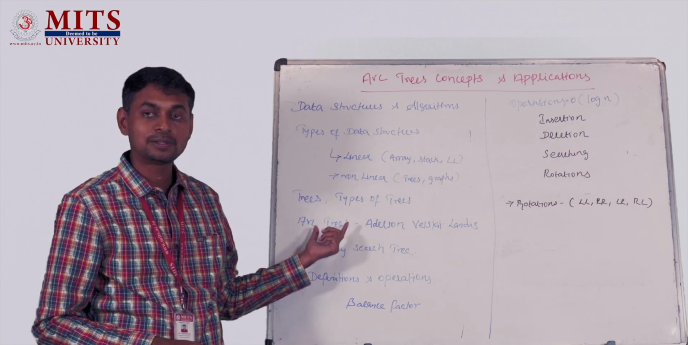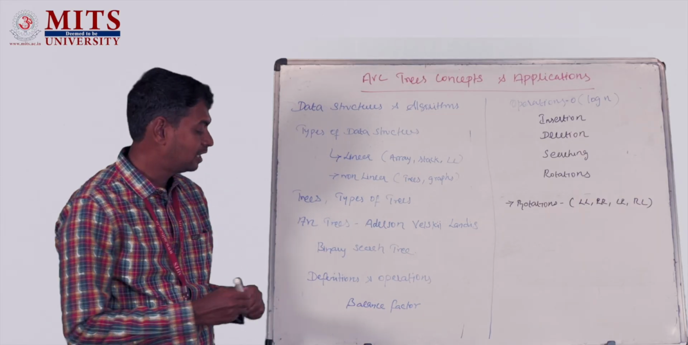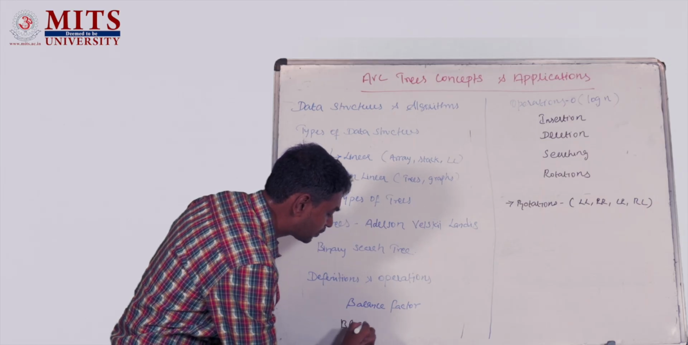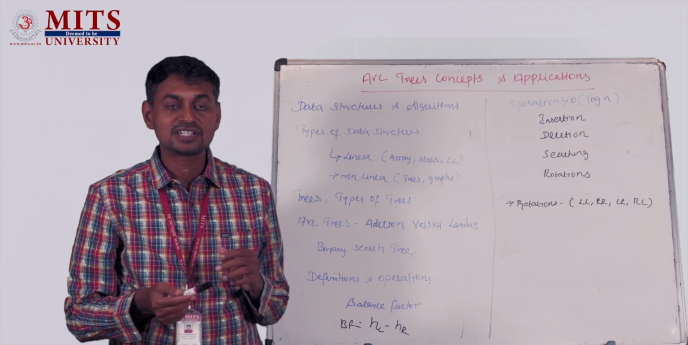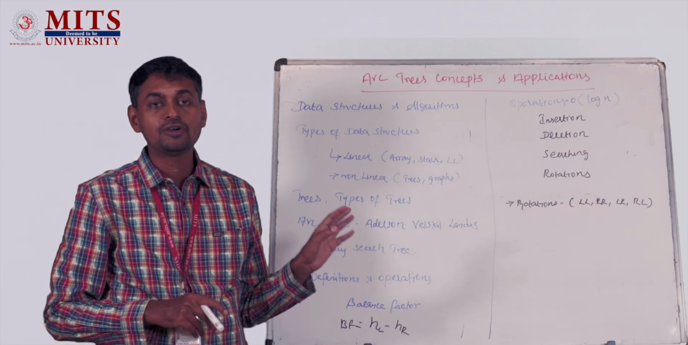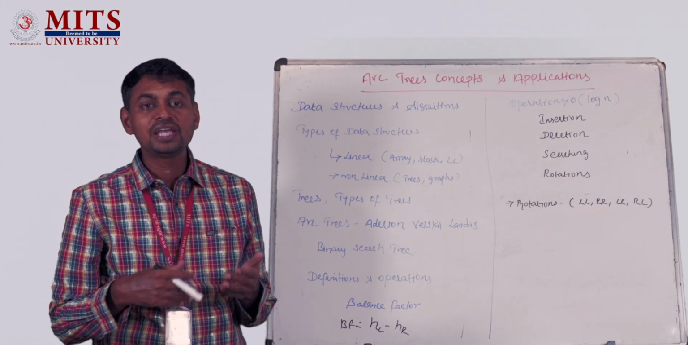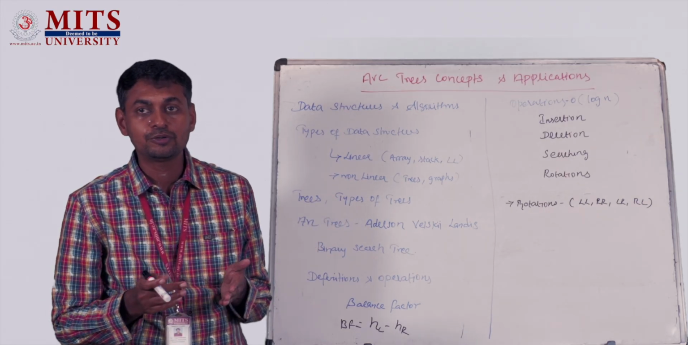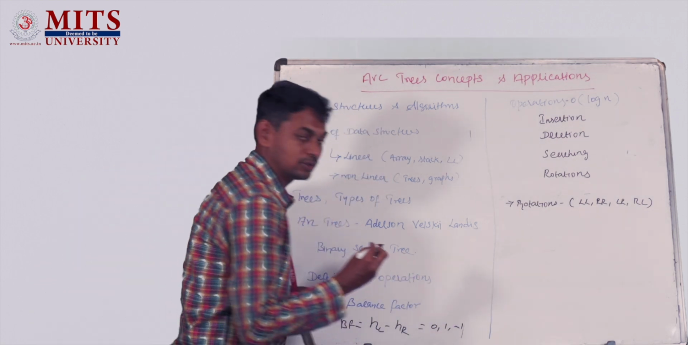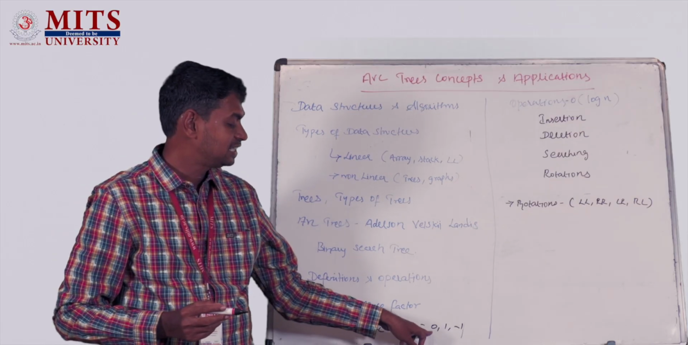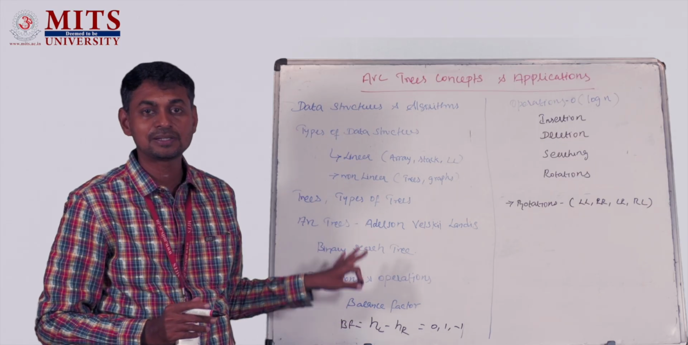A very important concept in the AVL tree is the balance factor, which has a formula: BF equals height of left subtree minus height of right subtree. Whenever an insertion or deletion happens in the tree, you have to calculate the height of the left subtree, then the height of the right subtree, and subtract from left to right. If the values we attain are 0, 1 or -1, it is considered a good balance factor, which means the tree is in a balanced state.